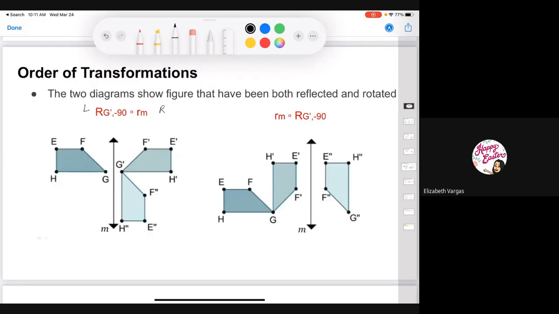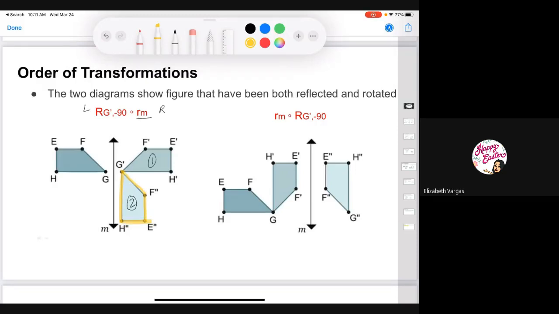So the first thing that will happen here is a reflection across line M, which we see right here. This is number 1, reflection across line M. And then the second thing will be the rotation about point G prime, negative 90 degrees. Okay, so this would be my resulting image after that composition of transformations.